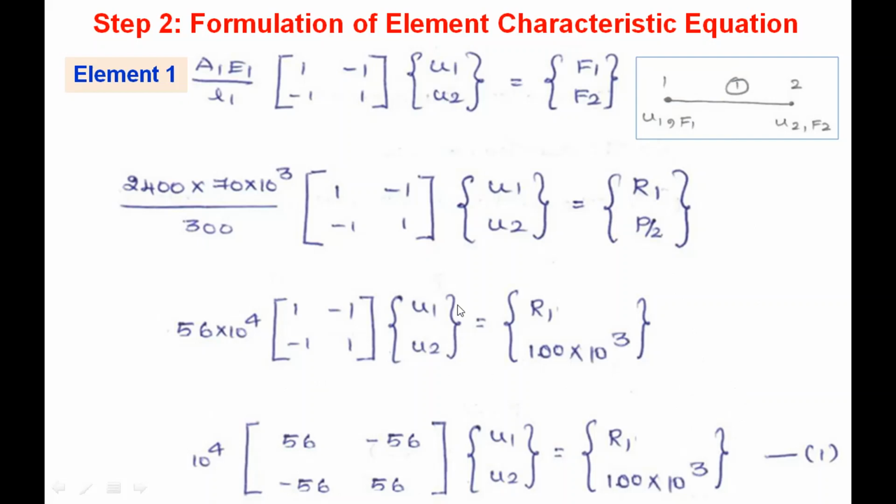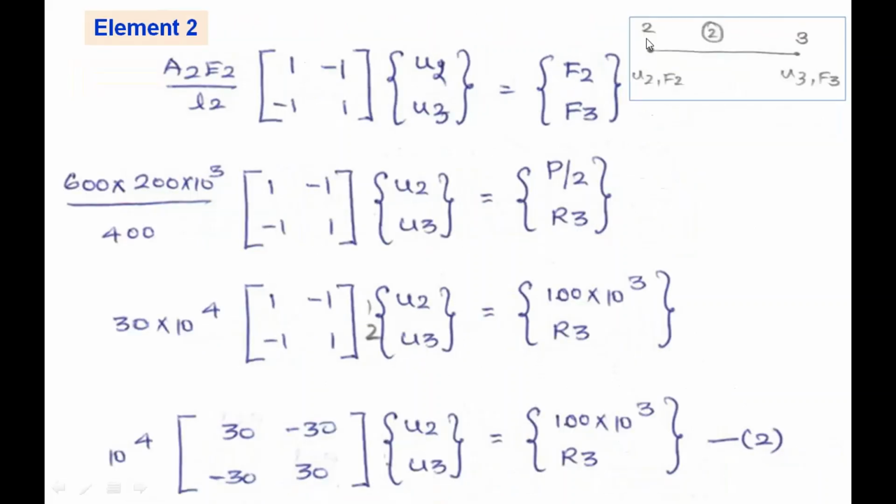Similarly, we have to derive the element characteristic equation for the second element. Let us see. So second element, what are the nodes? Node 2 and node 3. Degrees of freedom U2, U3. Forces F2, F3. Now write the equation A2, E2, L2, [1 -1; -1 1], U2, U3. Here F2, F3. So no self weight term is coming. Substitute the values of A2 600 mm square, E2 200 into 10 power 3 Newton per mm square, L2 400, then U2 U3 degrees of freedom. Here for node 2 we are marking P by 2 because this is a common node.